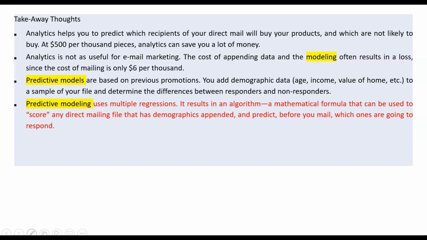Predictive models are based on previous promotions. You add demographics, etc., to a sample and determine the differences between responders and non-responders by our world-famous multivariate analysis. Predictive modeling uses multiple regressions. It results in an algorithm. It can be used to score any direct marketing file, meaning a list of people that has demographics appended, and predict before you mail which ones are going to respond. So, a nice piece on predictive modeling in your book.